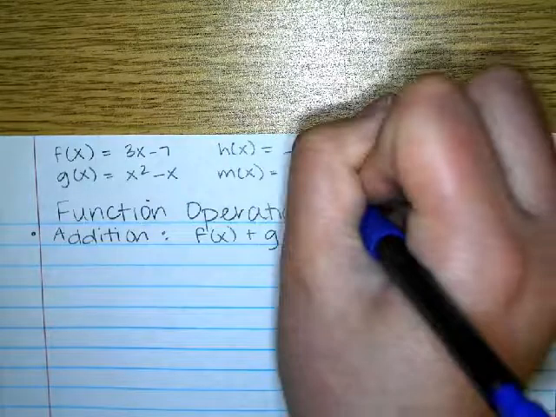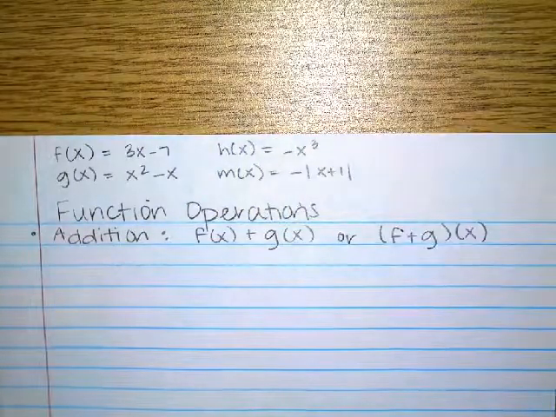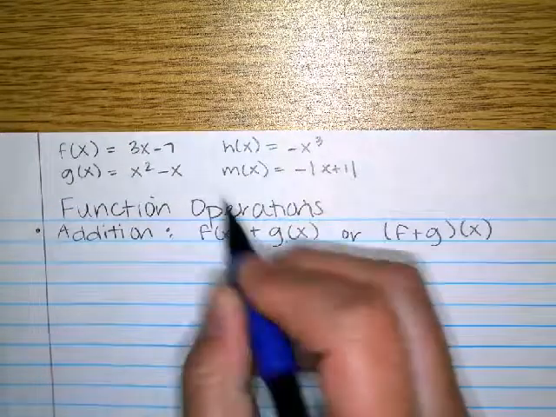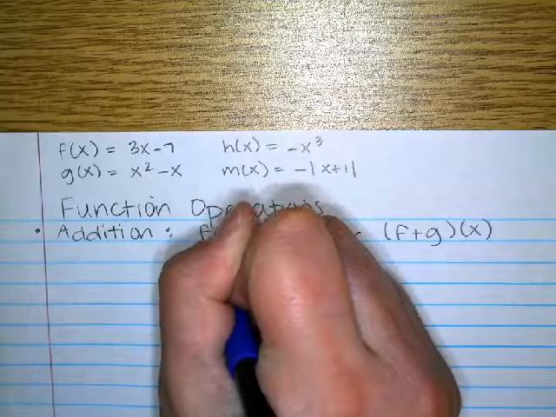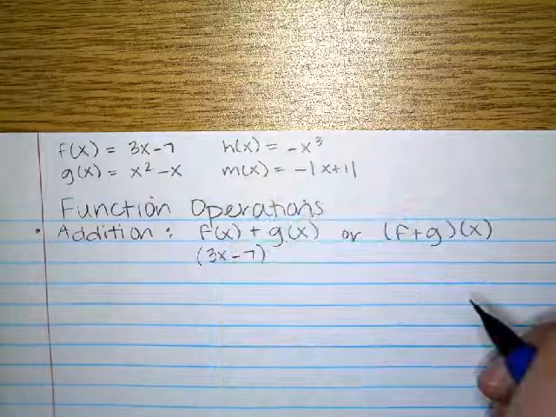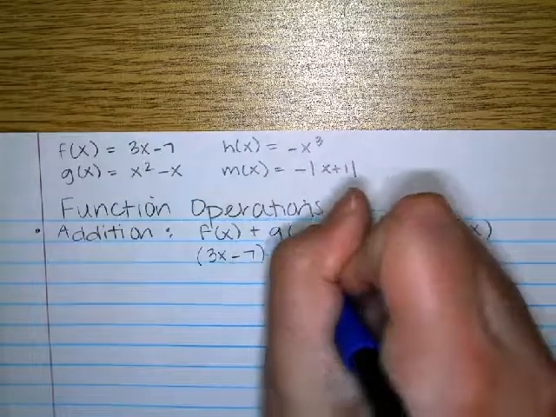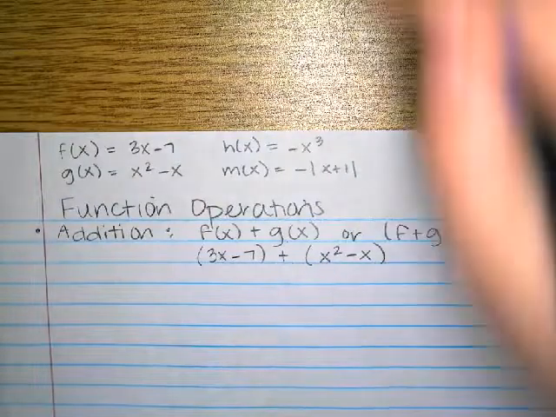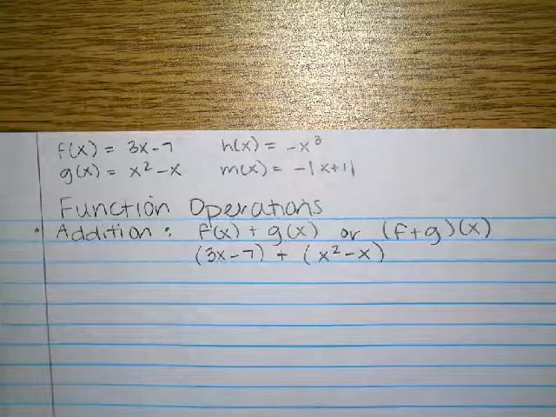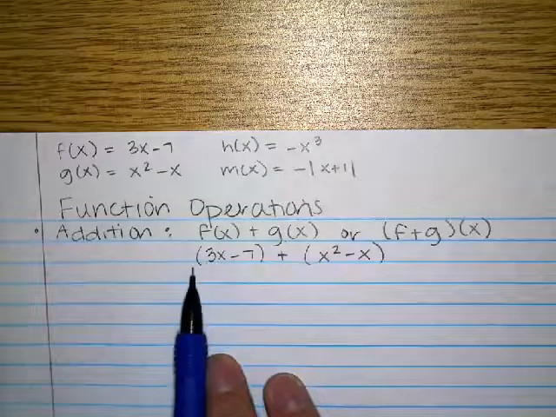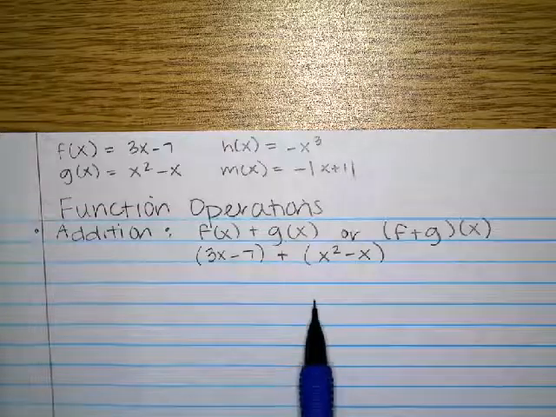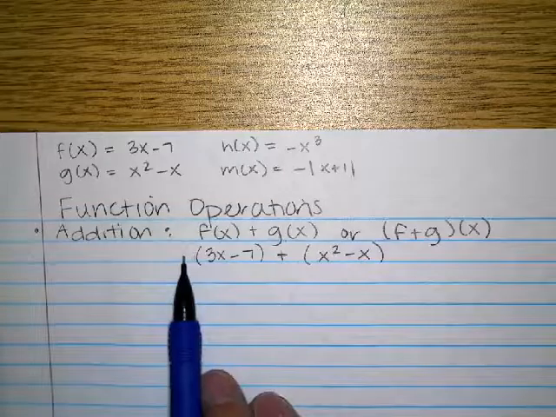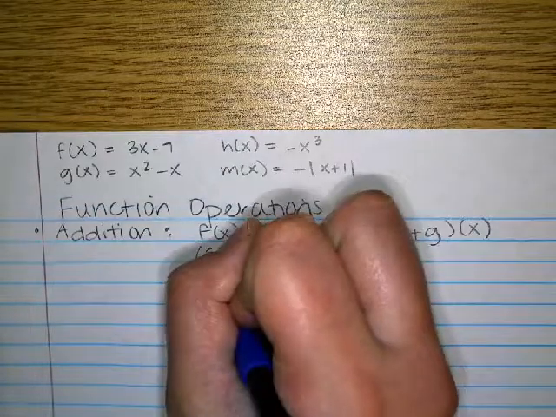So if I wanted to write f of x plus g of x, then I would take the f of x and write 3x minus 7, and then take the g of x and write x squared minus x. Now, these are both in parentheses because they're technically two different functions. But in these parentheses, I don't have any number to distribute inside. I've got a plus sign, but nothing to distribute. So I can really just take the parentheses away and say, okay, I've got 3x minus 7, and x squared minus x.